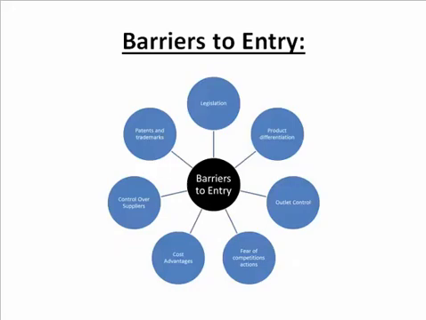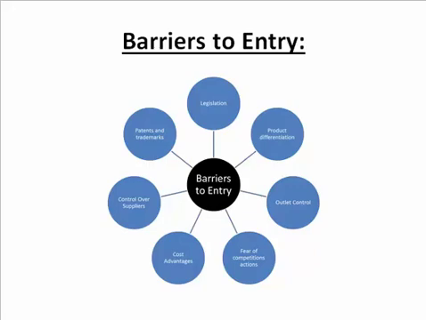Barriers to entry can include legislation, product differentiation, outlet control, fear of competition actions, cost advantages, control over suppliers, patents and trademarks. We'll take each of these in turn. So then, a barrier to entry is an aspect of a business that prevents firms from entering an industry in the long run. Legislation is government limitation of competition in certain markets. British Gas and British Telecom were previously state-run monopolies.